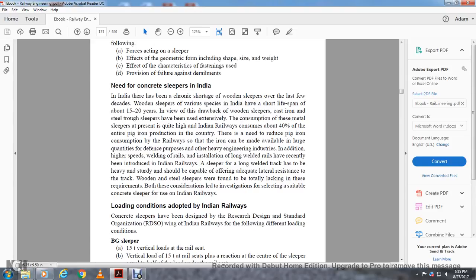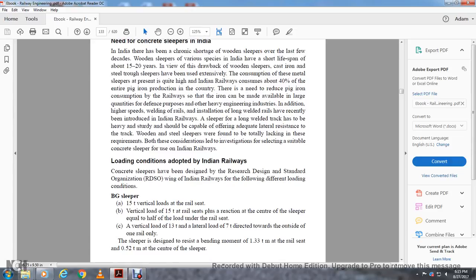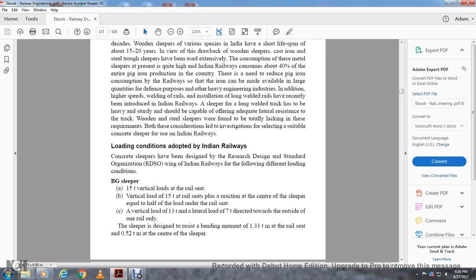Loading conditions adopted by the Indian Railways. For the concrete sleeper design, the Research Designs and Standards Organisation wing of the Indian Railways follows the following load conditions. The broad gauge sleeper: a vertical load of 15 tons at the rail seat, plus the reaction at the center of the sleeper equal to half of the load under the rail seat. A vertical load of 13 tons and a lateral load of 7 tons directed towards the outside, on one of the rail seat areas only. The sleeper is designed to resist a bending moment of 1.32 ton-meters at the rail seat and 0.5 ton-meters at the center of the sleeper.